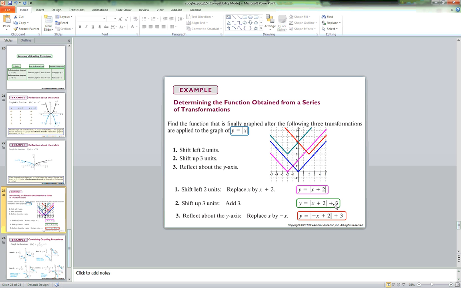And then we're going to reflect it about the y-axis. So we're going to replace x with negative x, and that happens right here. We're still going to have the plus 2 on the inside of the absolute value and the plus 3 on the outside. So our end result is this red graph right here. Reflecting about the y-axis moves it across the y-axis. If I was 2 units away from the y-axis here, I am 2 units away on the right-hand side.